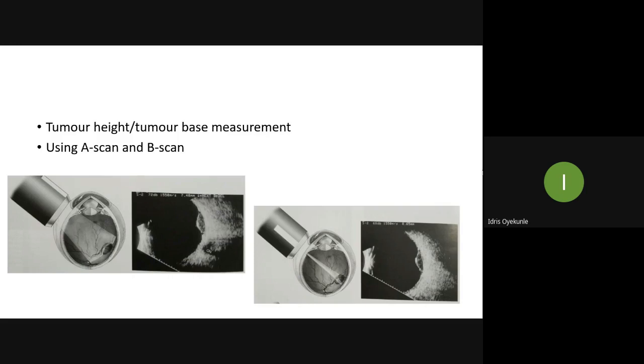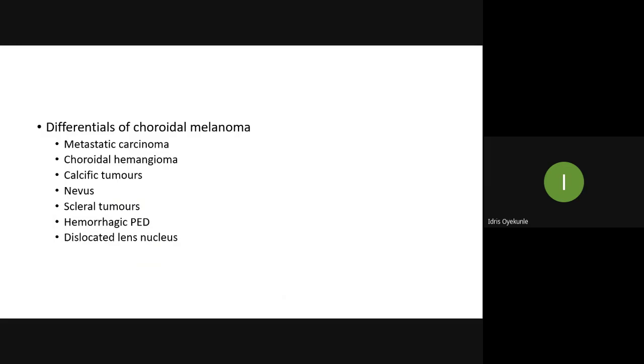So tumor height and tumor base measurements using standardized echography are very important, using both the A and the B scan. Differentials of choroidal melanoma on B scan would be metastatic carcinoma or choroidal hemangioma. Other tumors may also appear like a choroidal melanoma. Other lesions like choroidal nevus, scleral tumors, hemorrhagic PED, or even a dislocated nucleus may all appear like a choroidal melanoma.